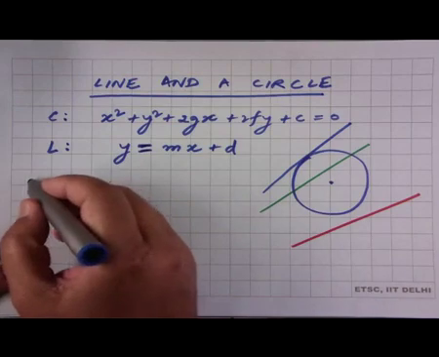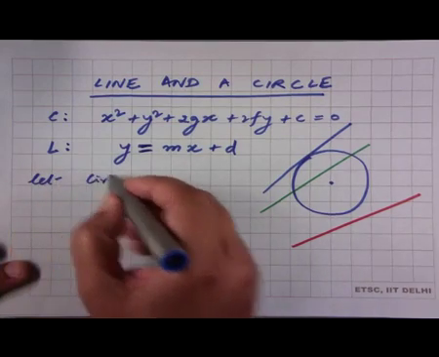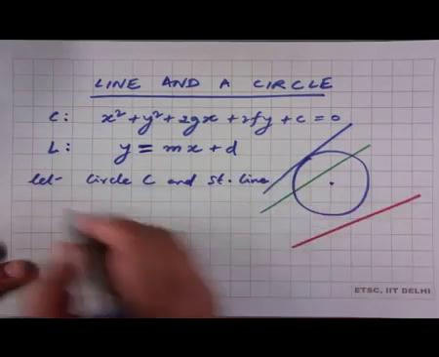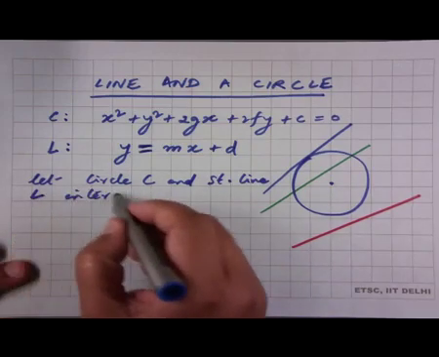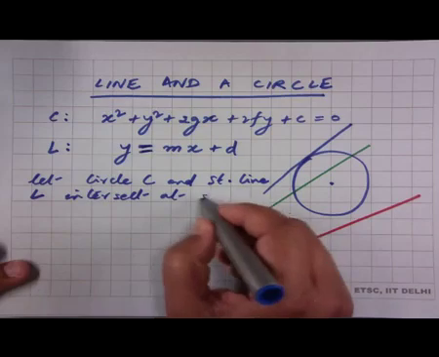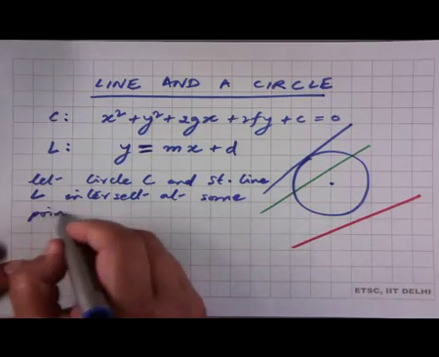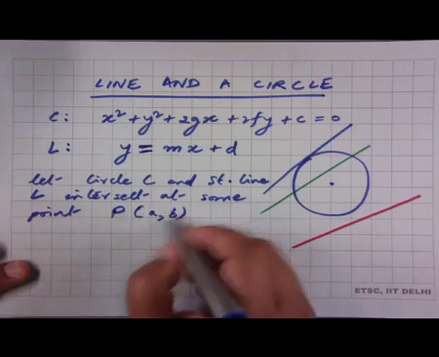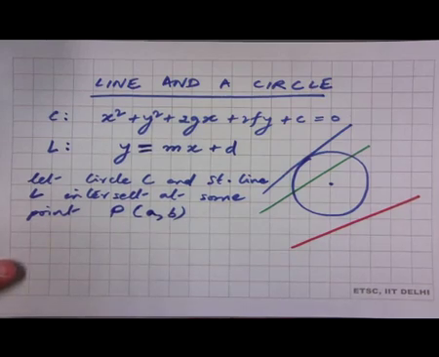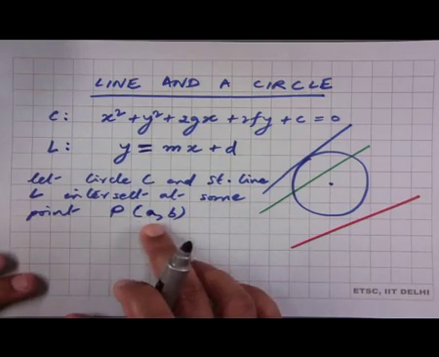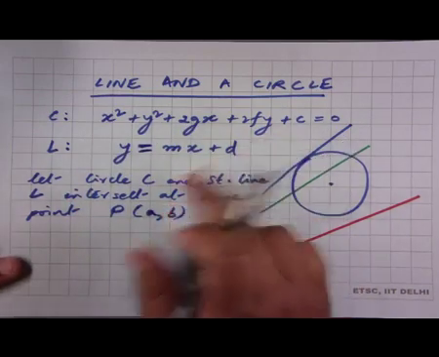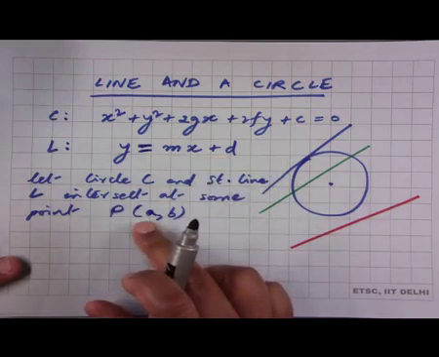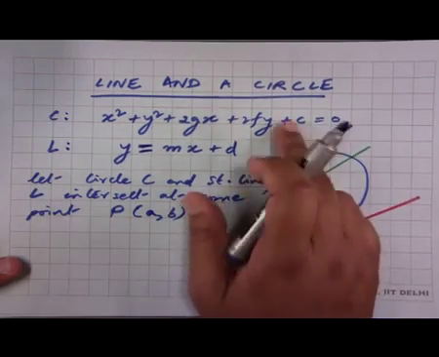So, let the circle C and the straight line L intersect at some point P whose coordinates are a and b. What it means is that this point lies both on the circle and on the straight line, and therefore, the coordinates of this point must satisfy both the equations.